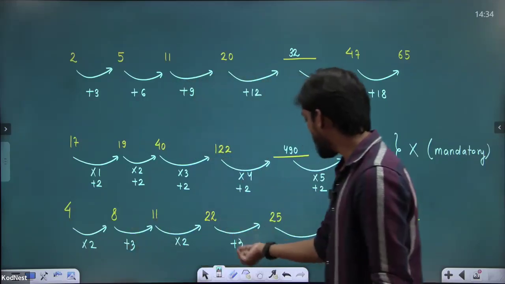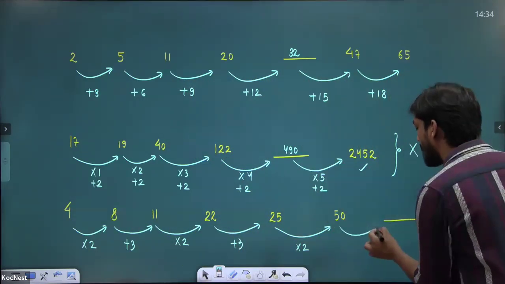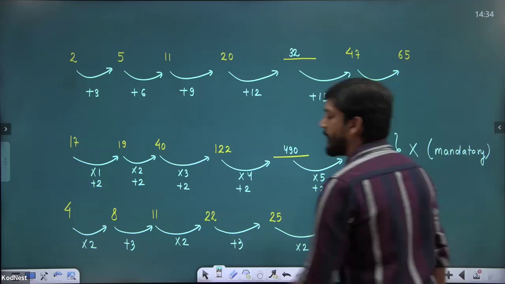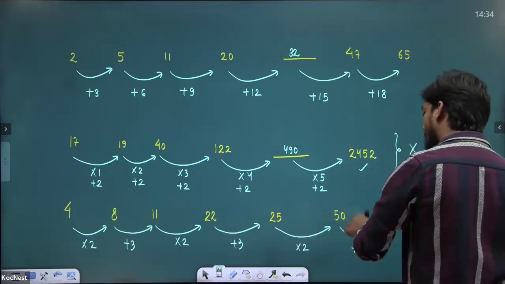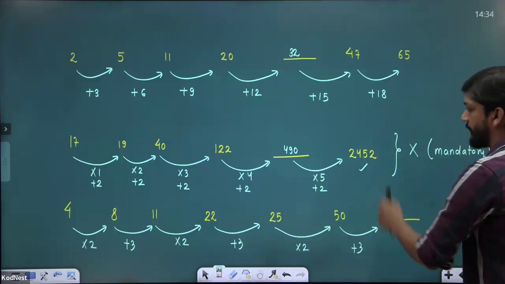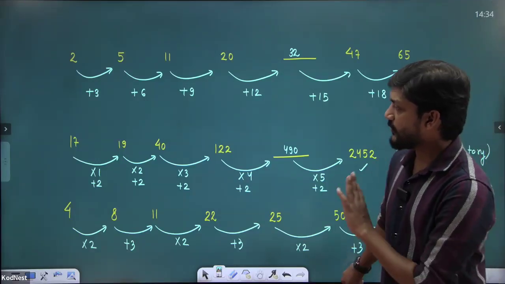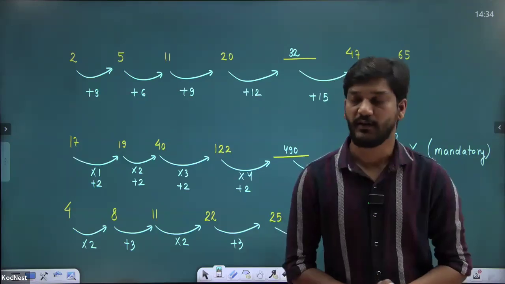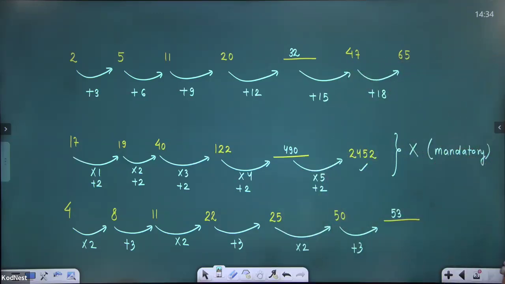So it will continue like this. Multiply, plus, multiply, plus, multiply, plus. So it will be now plus. It is 2, 3, 2, 3, 2, and 3. So 50 plus 3, 53 you will get. All right. So this way, different patterns we are observing. Carefully see, anything so far doubtful?